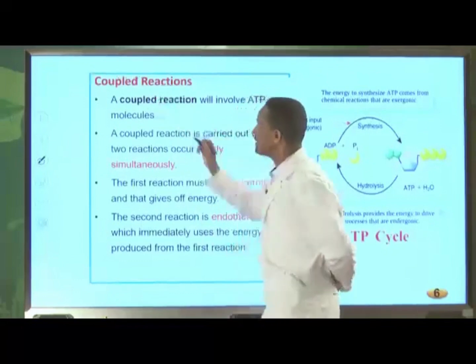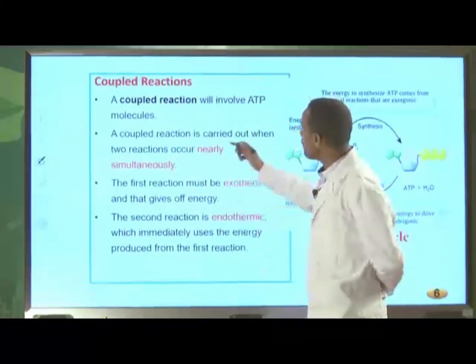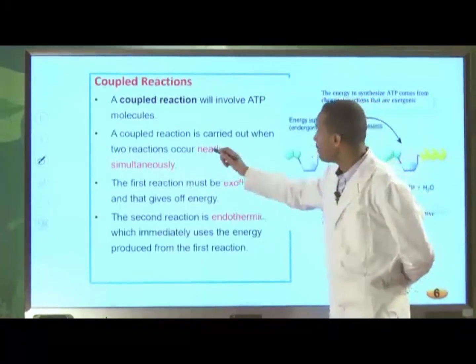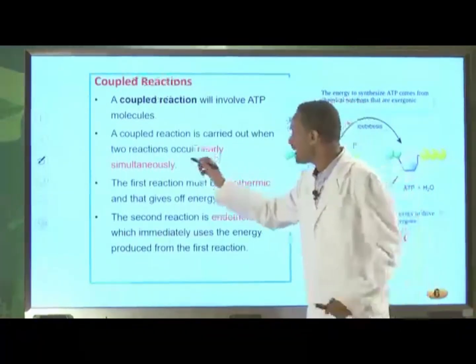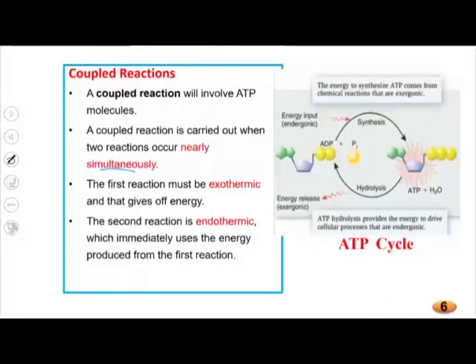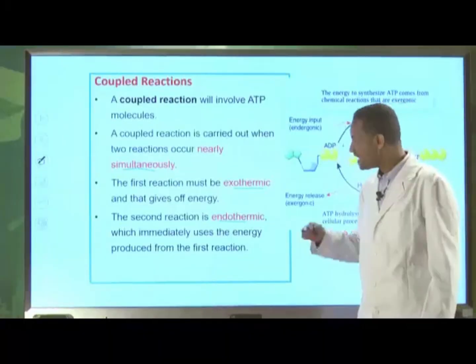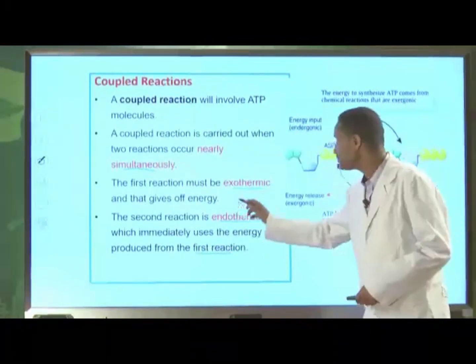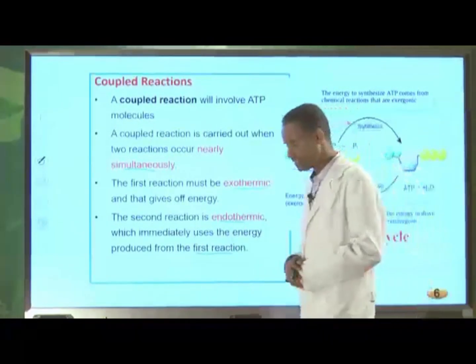Here, the coupled reaction. A coupled reaction will involve ATP molecules. A coupled reaction is carried out when 2 reactions occur nearly simultaneously. The first reaction must be exothermic, which gives off energy, and the second reaction is endothermic, which immediately uses the energy produced from the first reaction, which means from the exothermic reaction.